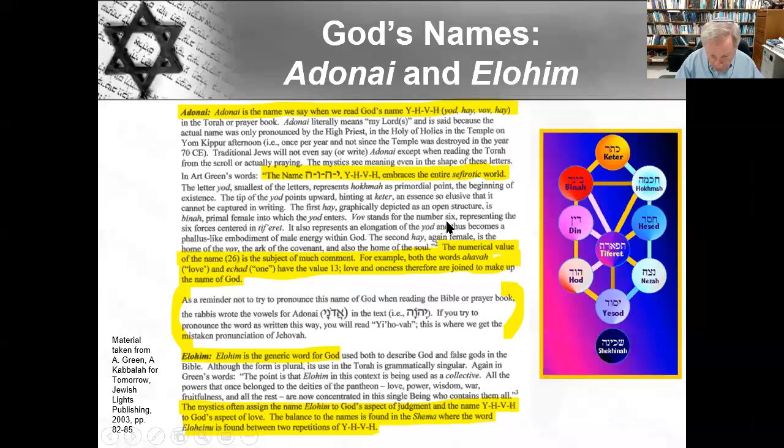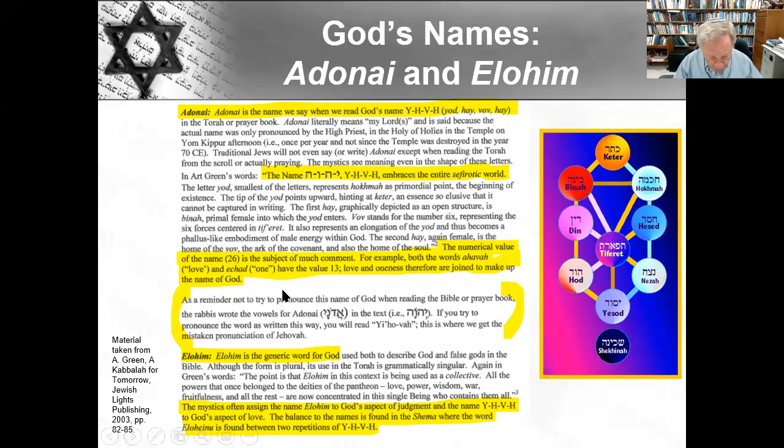Vav stands for the number 6. Again, if you count it, it would be the number 6, representing the 6 forces surrounding Tiferet. It's an elongation of the Yud. The Yud becoming longer becomes a Vav, and thus becomes a phallus-like embodiment of male energy within God. A second Hey, again female, becomes the home of the Vav, the Ark of the Covenant, home of the soul.